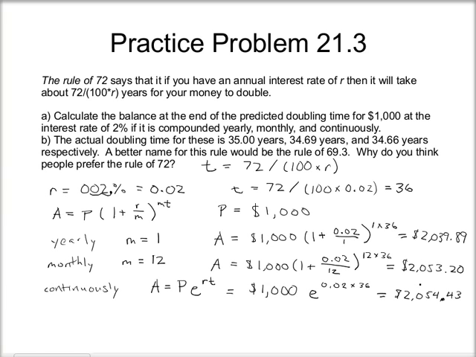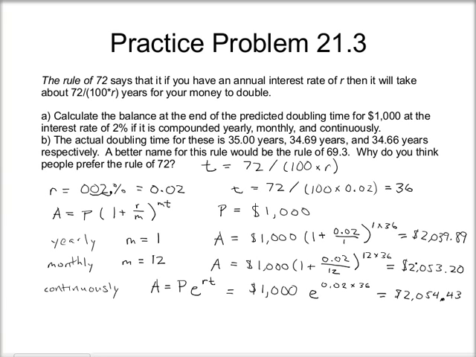For part B, it says the actual doubling time for these is 35 years, 34.69 years, and 34.66 years, respectively. So a better name for this rule would be the rule of 69.3.